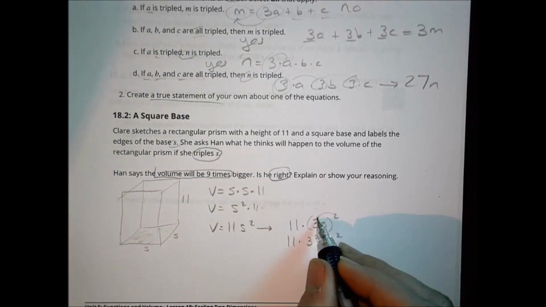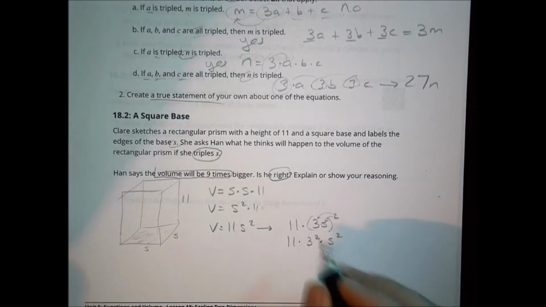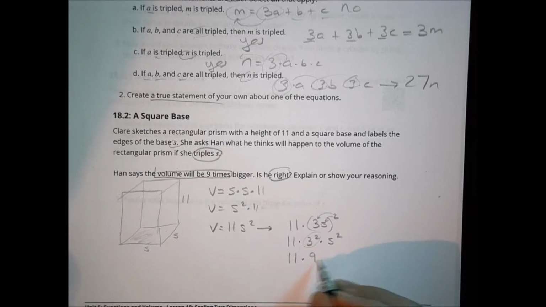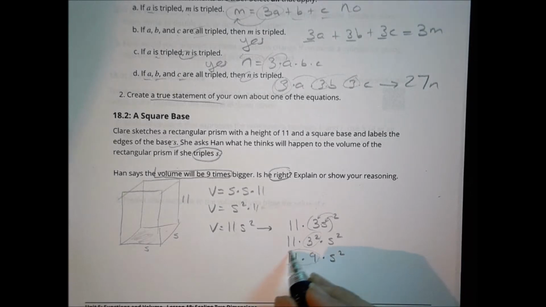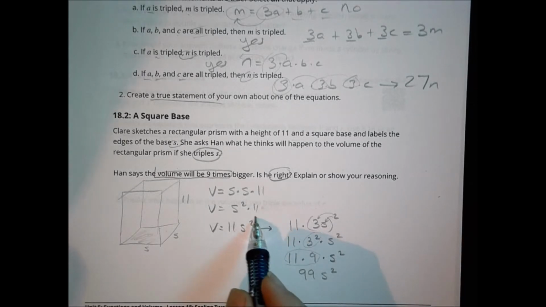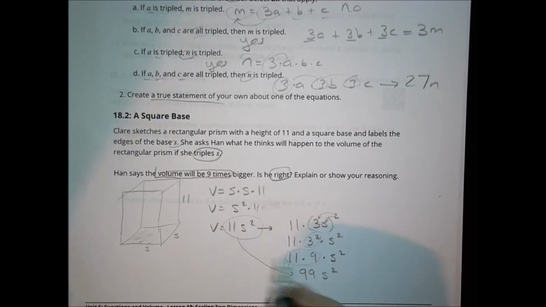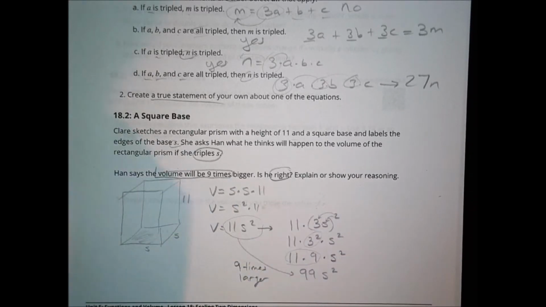I'm distributing the squared to the 3 and then to the S, and then separating because they already are multiplication. 3 squared is the same as 9. So I end up with 11 times 9 times S squared, which is going to result in 11 times 9 being 99 S squared. Now compared to where we started at 11S squared, the difference between 11 and 99 is that it has been multiplied by 9, or 9 times larger in this case here.